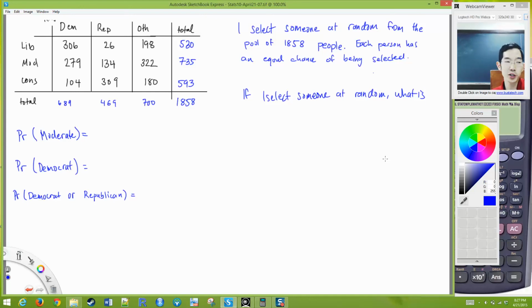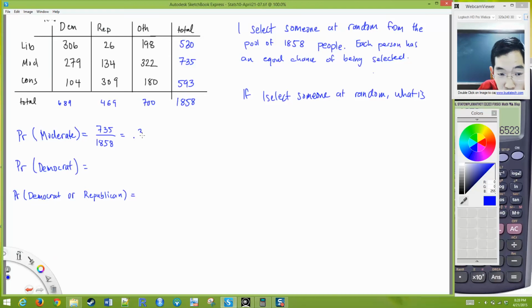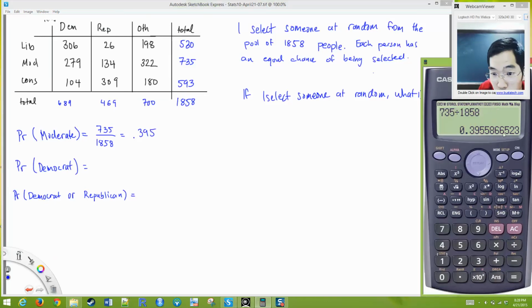So your answers can be expressed as fractions or decimals. Okay, so the answer to moderate would be what? 735 over 1858. Okay, so notice it's very important that I put it as a fraction. Do not say it's 735, because 735 is a number bigger than 1. But 735 divided by 1858 is not. That is 0.3956.